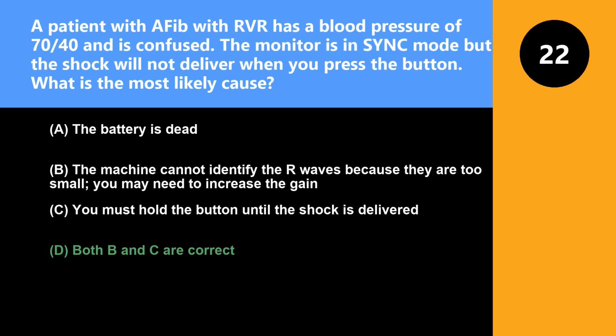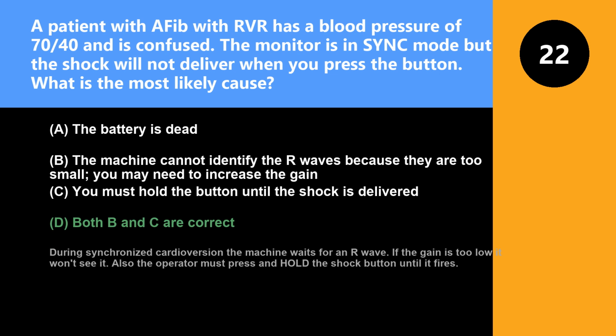The correct answer is option D, both B and C are correct. During synchronized cardioversion, the machine waits for an R wave. If the gain is too low, it won't see it. Also, the operator must press and hold the shock button until it fires.